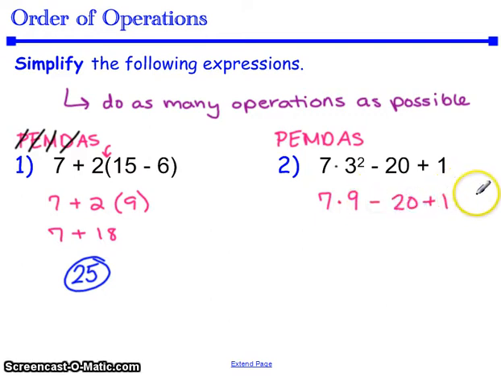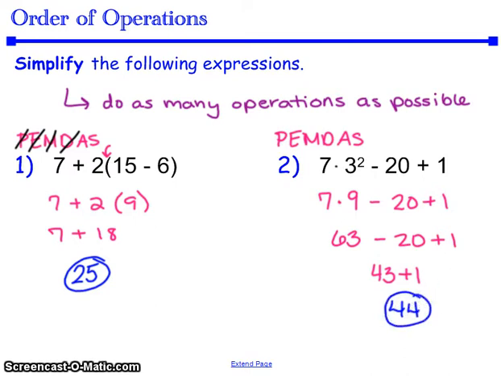Now I need to do multiplication and division. So 7 times 9 is 63 minus 20 plus 1. And now I need to do addition and subtraction in order from left to right. So 63 minus 20 gives me 43 plus 1. And 43 plus 1 gives me 44, which is the answer to my problem. Big recommendation before we move on, always write out every single step that you do. If you try to do a bunch of steps at once, you will make a mistake. This is a way to get around it.